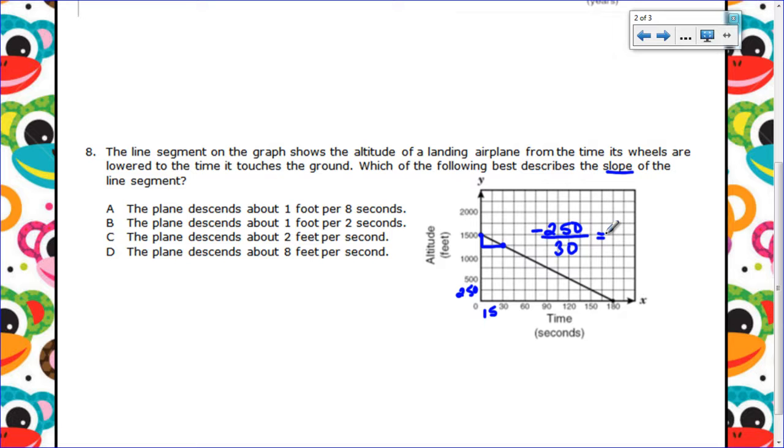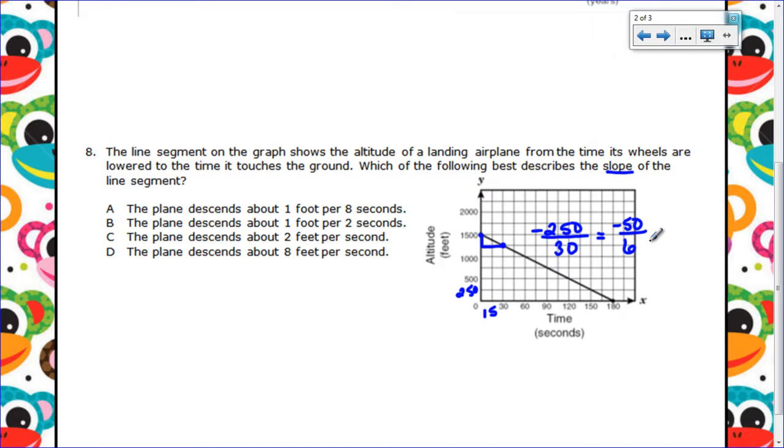And to simplify that, I think I'm going to end up dividing them both by 15. Nope. I'm going to divide them both by 6, maybe? Nope. Let's divide them both by 5. That's a nice number. So this becomes negative 50 over 6. And if you try to simplify that more, it's actually really kind of blech.